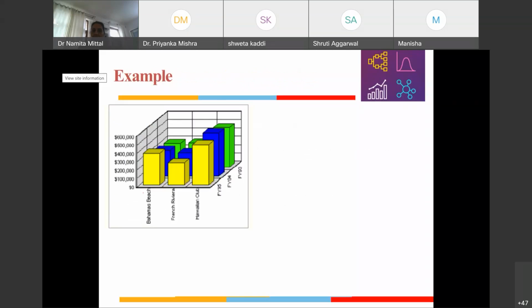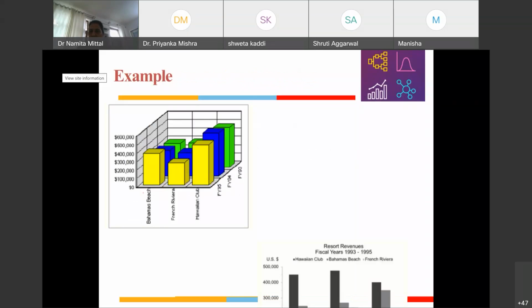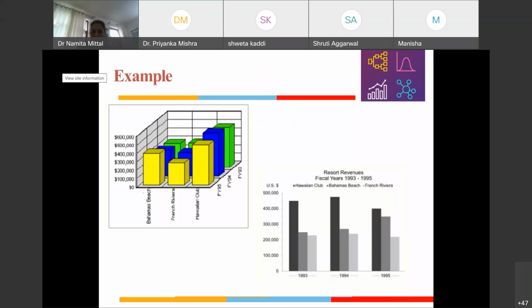So look at this example. This is a 3D bar graph. So I think it's difficult to understand for you as well. For me, yes, it is difficult for me. If I make another choice, is it better?